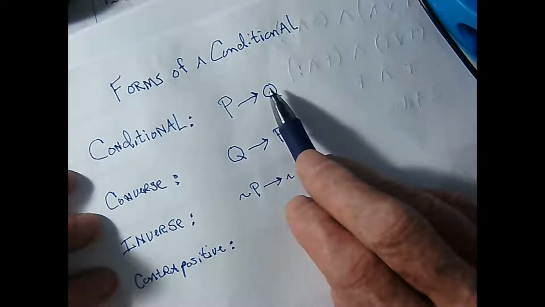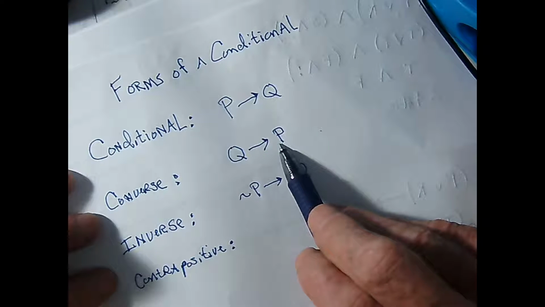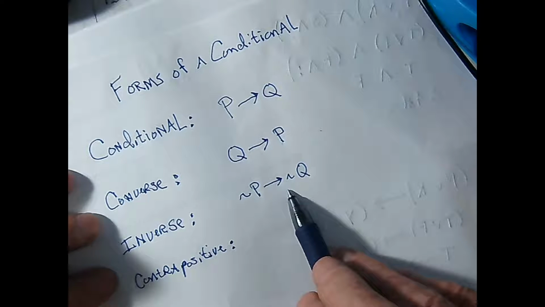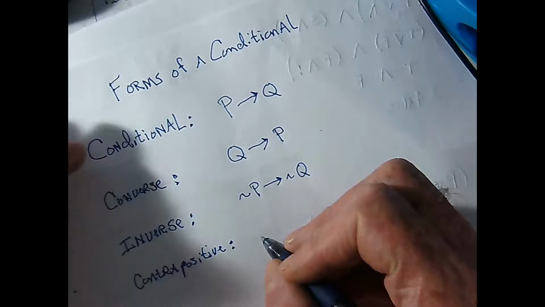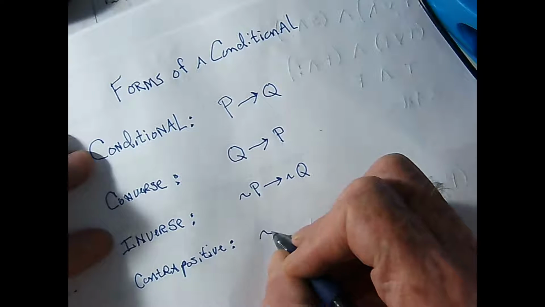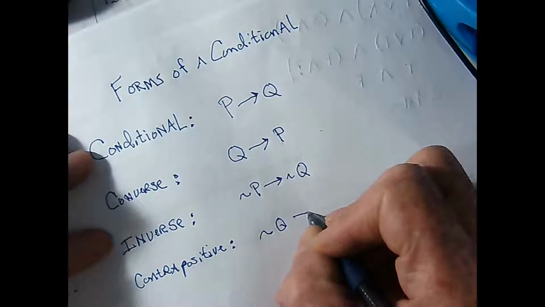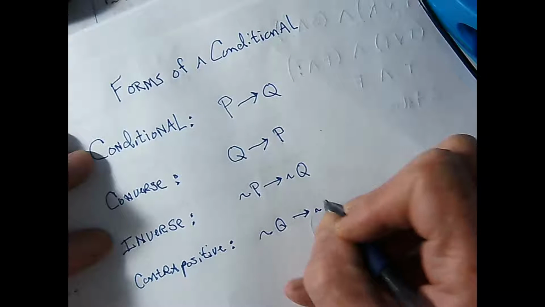Let me remind you, to go from a conditional to its converse, you switch the terms. To go from a conditional to the inverse, you negate the terms. What might you do to get the contrapositive? Yeah, you switch them and you negate them. So the contrapositive of this conditional would be if not Q, then not P.